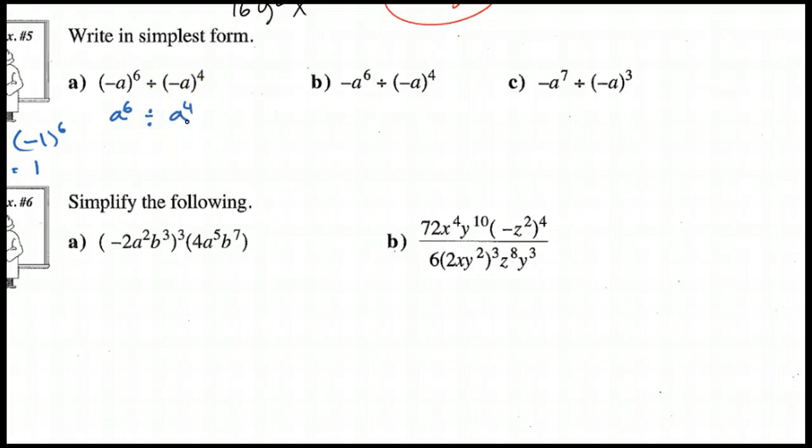So remember, be really careful when you're working with negative signs and brackets. Okay, I'm going to rewrite that. I don't like this. So a to the 6 over a to the 4 gives me a to the 2.